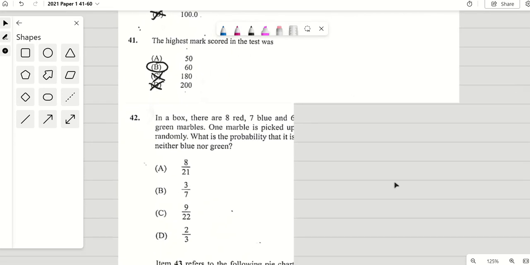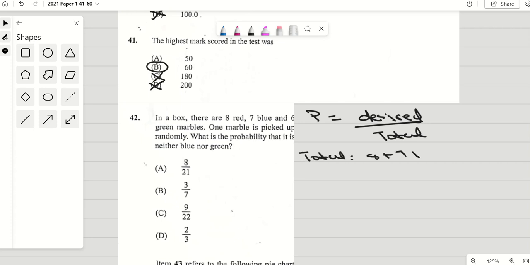Right, let's look at number 42. In a box, there are 8 red, 7 blue, and 6 green marbles. One marble is picked randomly. What is the probability that it is neither blue nor green? So we know probability is your desired over your total. Now we want to know the total number of marbles. Your total would be 8 plus 7 plus 6, that is 8 and 7 is 15, 15 and 6 is 21. So we know your total is 21.